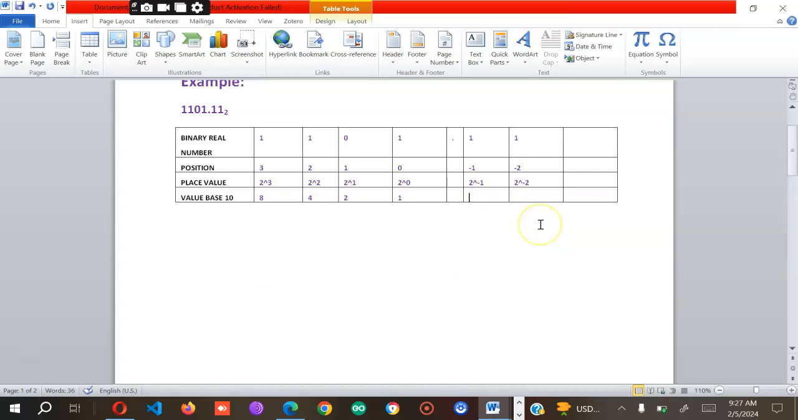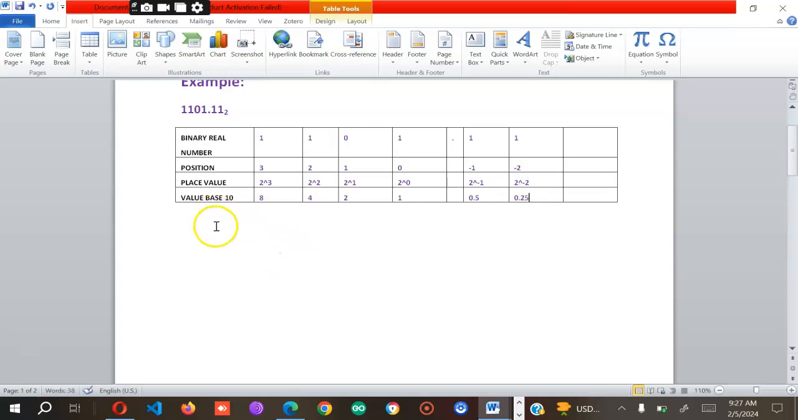On the other side, we have 2 raised to power negative 1. If you can still remember the power of indices, a raised to power negative 1 is the same as 1 over a. So this one is supposed to give us 0.5, while 2 raised to power negative 2 is supposed to give us 0.25.